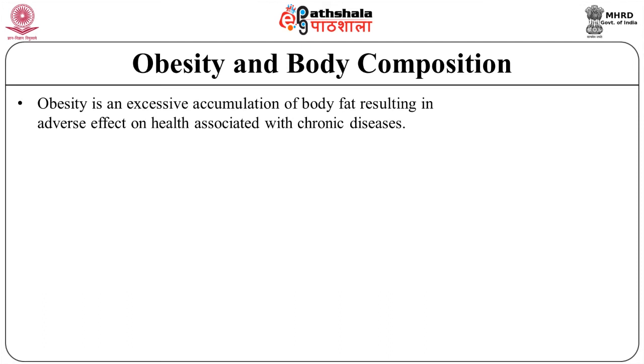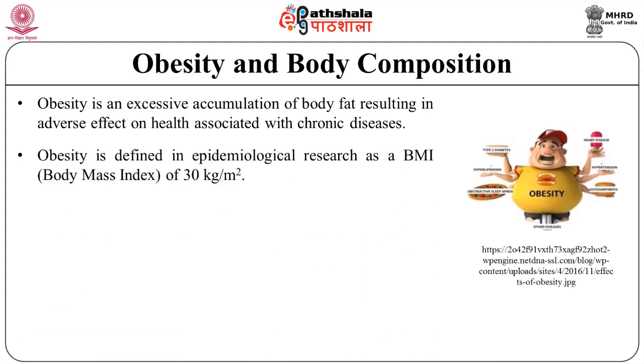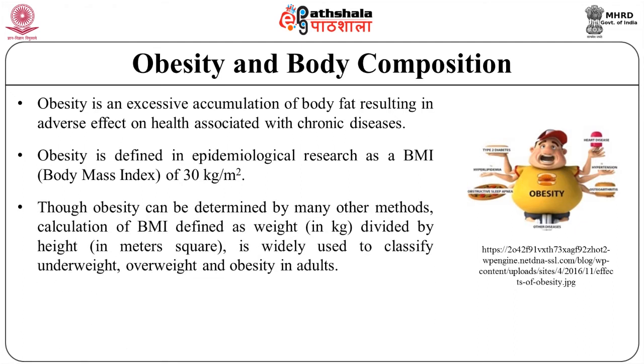Obesity and body composition. Obesity is an excess accumulation of body fat resulting in adverse effects on health associated with chronic disease. Obesity is defined in epidemiological research as a BMI, which is body mass index, of 30 kg per meter squared, though obesity can be determined by many other methods. Calculation of BMI, defined as weight in kg divided by height in meters squared, is widely used to classify underweight, overweight, normal weight and obesity.